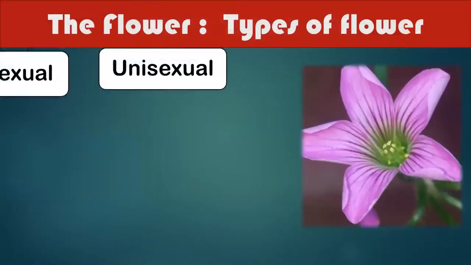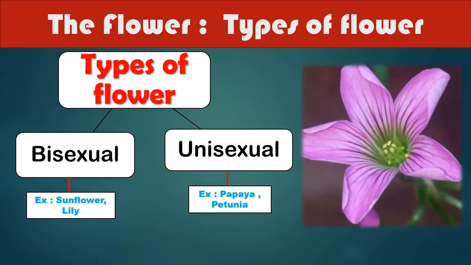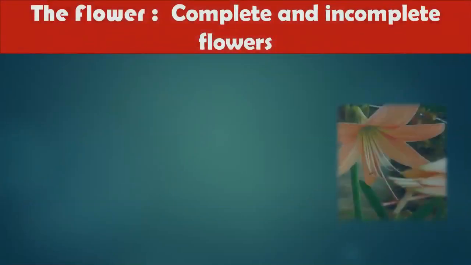Now let's see what are the types of flower. The two types of flower are bisexual flowers and unisexual flowers. Let's see what are bisexual flowers. Flowers that have both male and female parts, that is androecium and gynoecium, are called bisexual flowers. For example, roses. Flowers that have either male or female part, that is androecium or gynoecium, are called unisexual flowers. For example, cucumber.